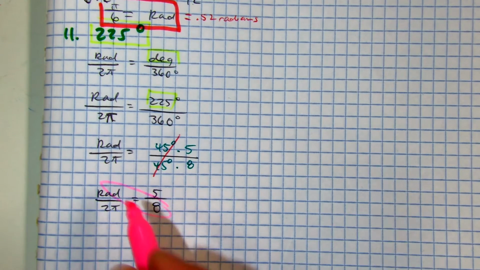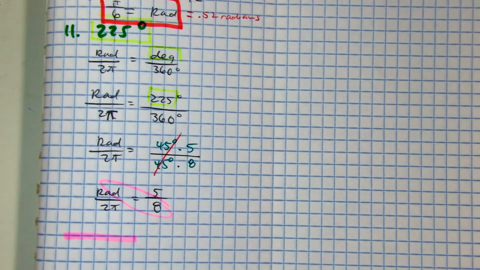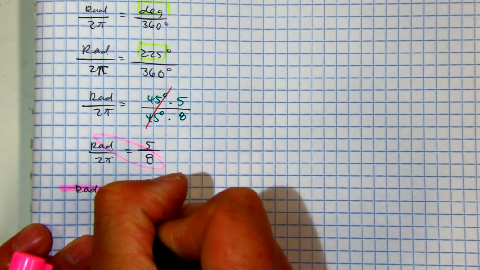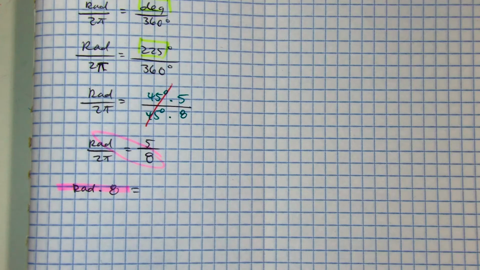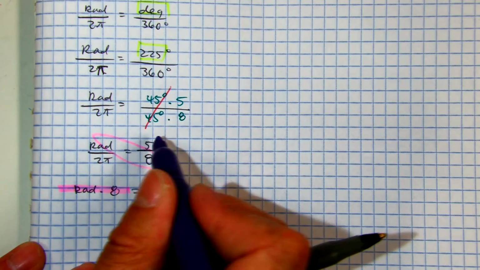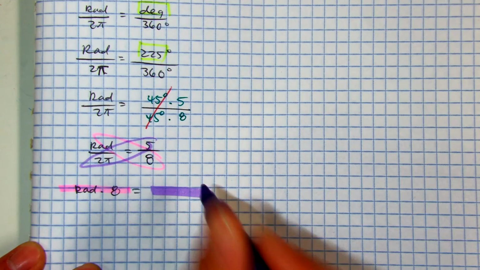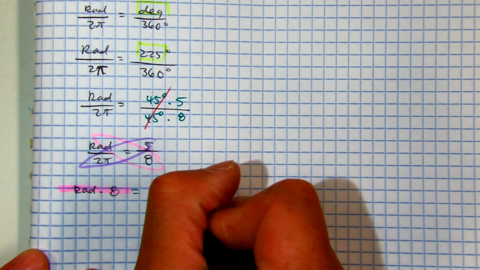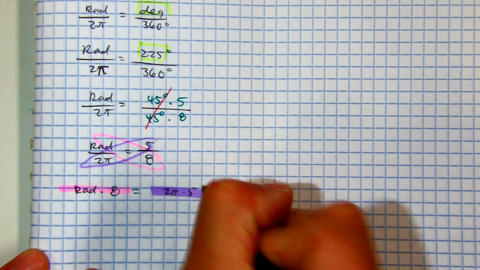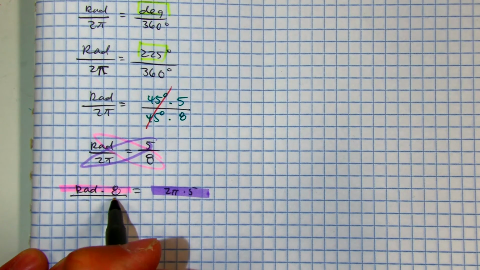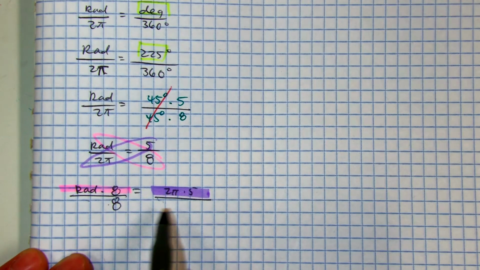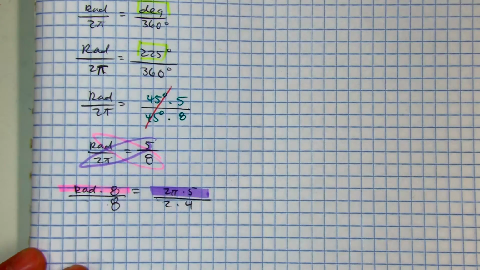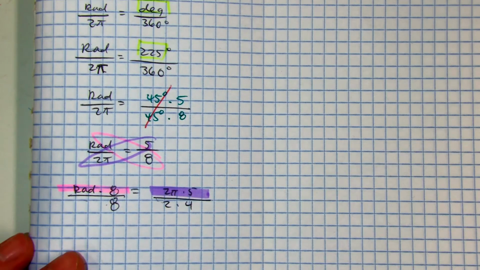Class in pink, what do I get? Radians times 8. And the other one? Now at this time I'm not going to say 10 pi. And the reason why I'm not doing that is because I want to keep them as factors. This helps you with your canceling. Does that make sense? Class, 8 is actually what? 2 times 4. So I'm going to cancel my 8s, cancel my 2.